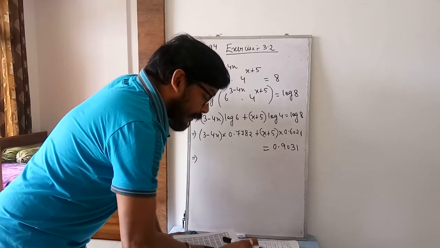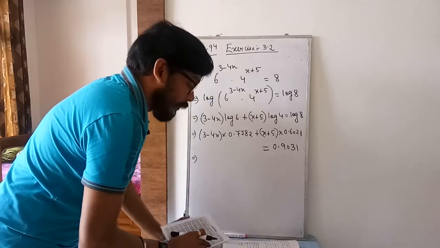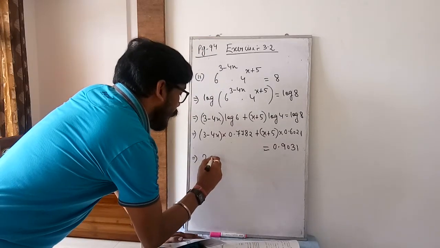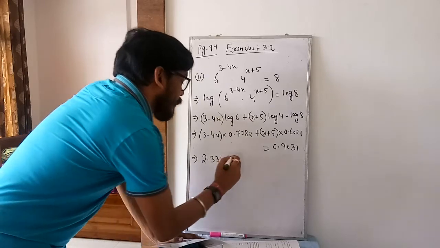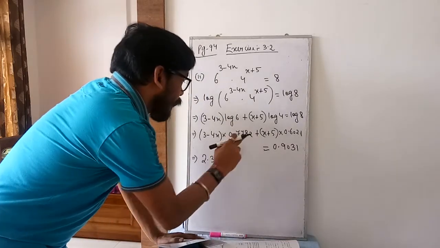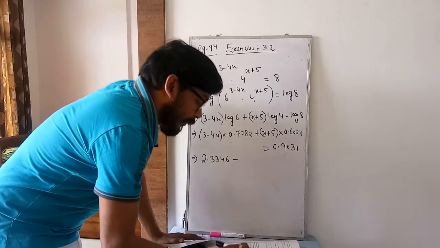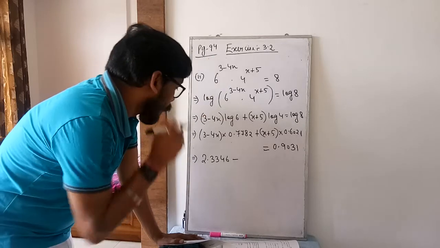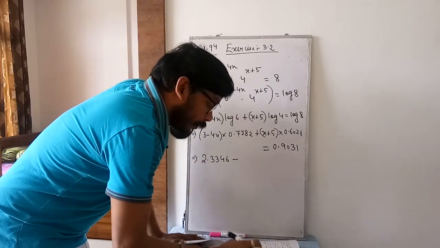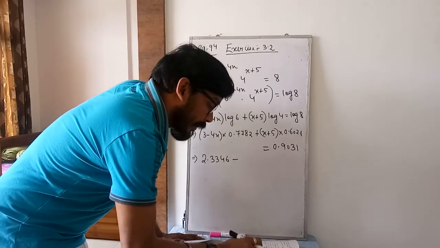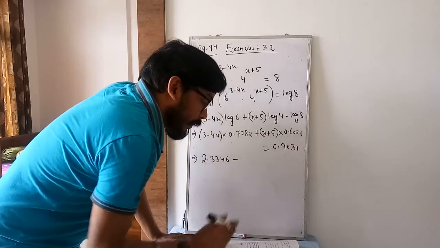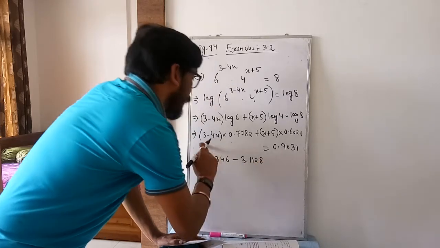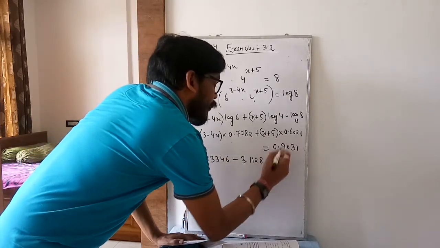So it is 0.7782. 0.7782 into 3 is 2.3346 minus, again 4 into this. I repeat again, let me do the calculation, because if by chance I make a mistake, it will be a problem. Again 4 into 0.7782 is 3.1128. So this multiplication is over.